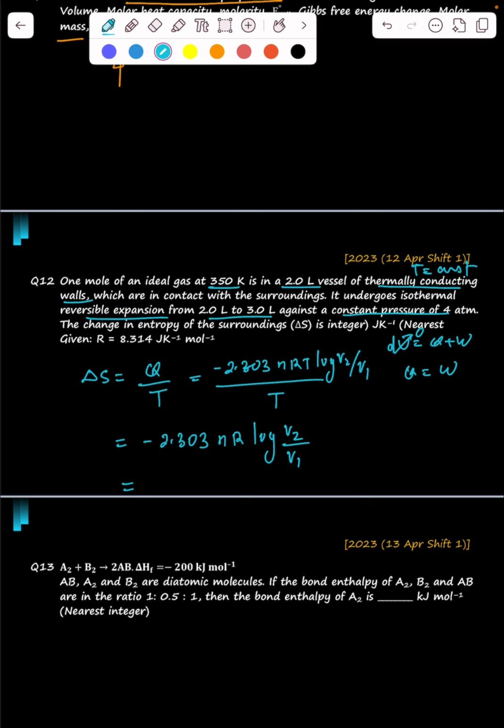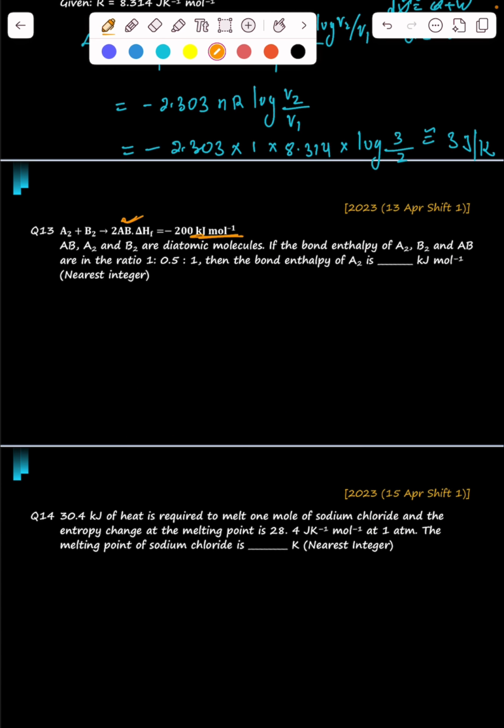We have minus 2.303. Mole is given 1, that is the 1 mole is given. R is given how much? 8.314. And log value and V2 is 3 by 2. So on calculation you will get answer approximately 3 joules per Kelvin. That is it.